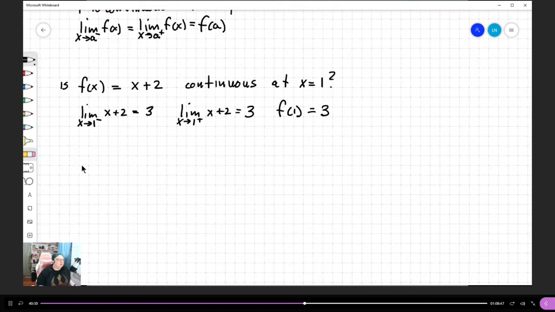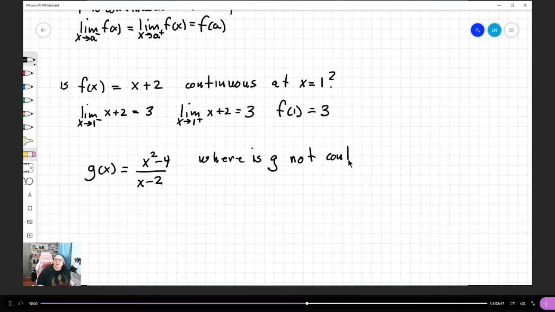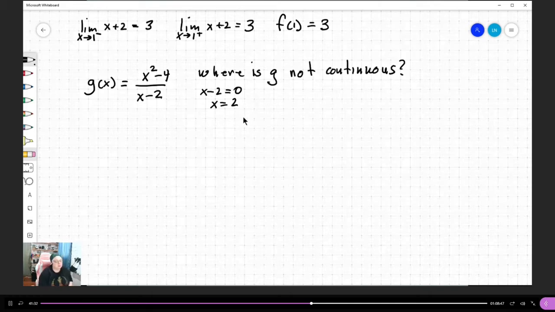Let's go for something a little more. How about this? How about we take g of x and we make it x squared minus 4 over x minus 2. And this time I want to know, where is g not continuous? Okay. Where is g not continuous? Well, it's a rational function. So it's definitely going to have some kind of discontinuity anywhere where the denominator is 0. So if I take the denominator, set it equal to 0, I get x equals 2. So I have a possible discontinuity at x equals 2.